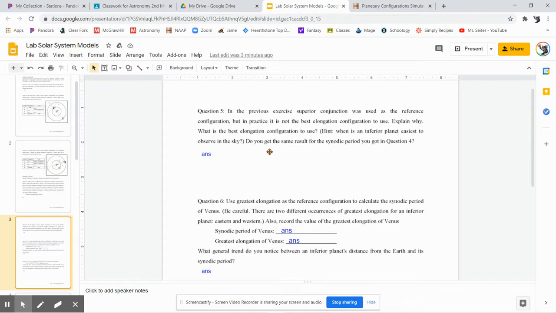Do you get the same results for the synodic period that you got in question 4? Explain why. All right, so when is an inferior planet easiest to observe in the sky? Elongation, right? Elongation, the greatest elongation. Do you get the same result for synodic period you got in question 4? Well, let's check it out.